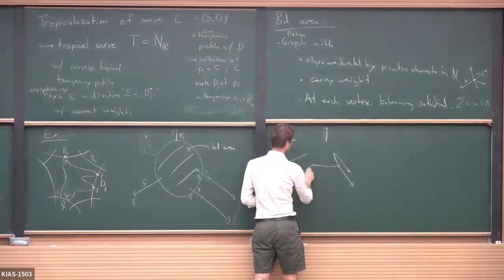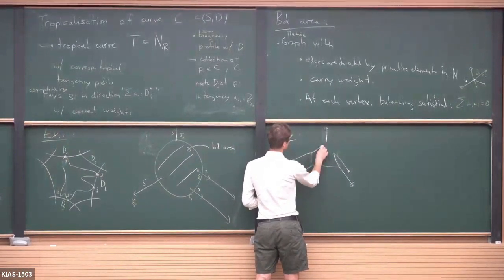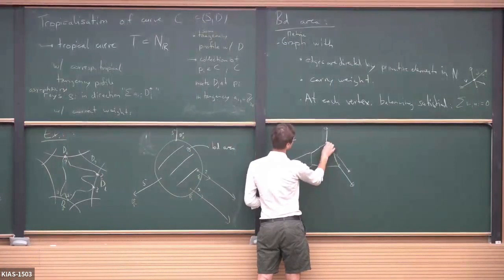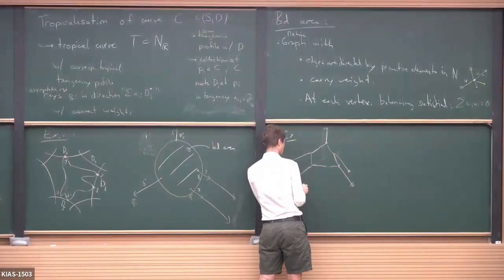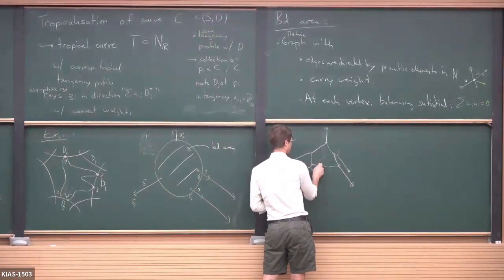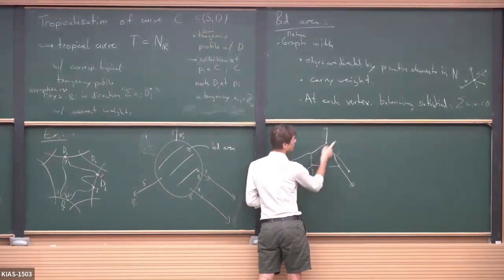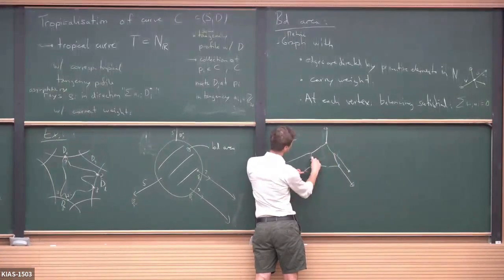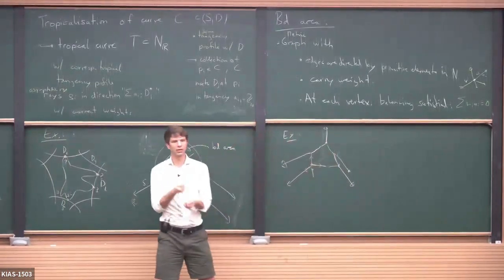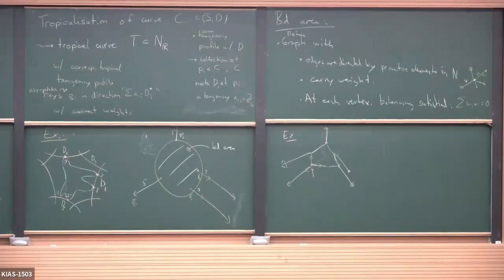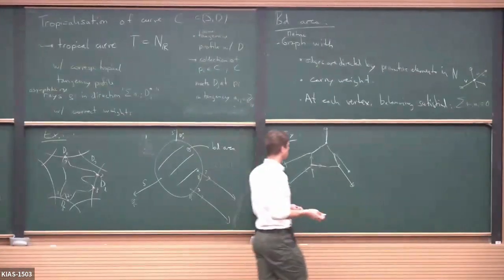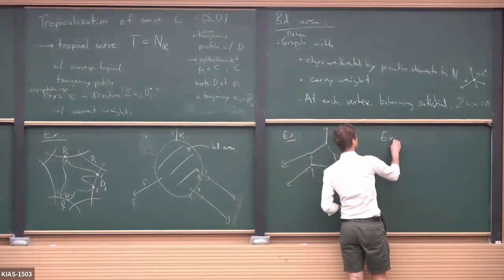Then we'll have maybe something like this, and then we could have something like this. This is an example. And at each vertex, we have that this balancing condition is satisfied, meaning the sum of these weighted by the weights should be equal to 0. And maybe this works. Let's do another example, which is the one we're going to use in a second.